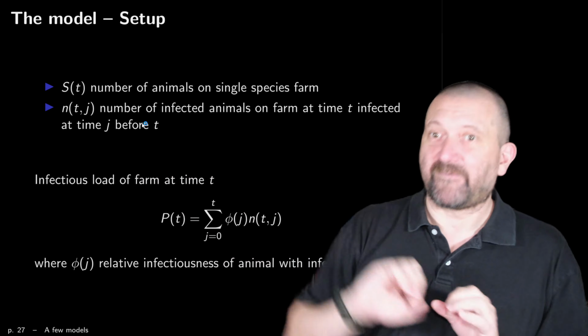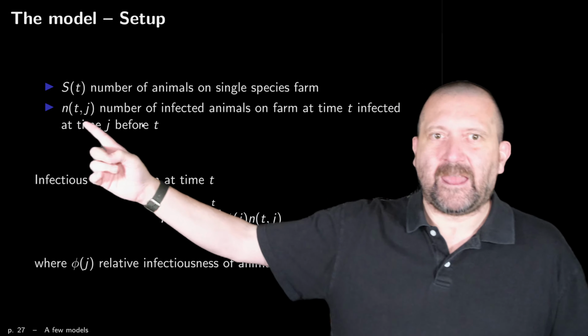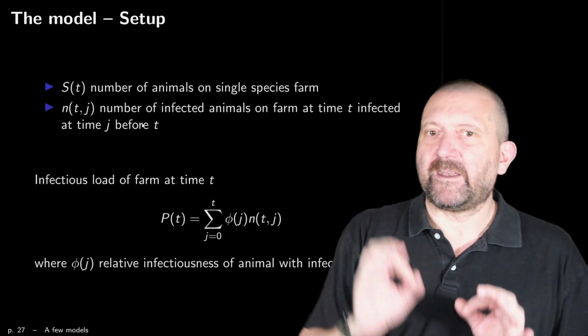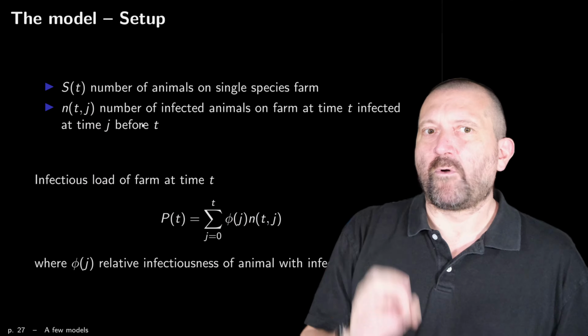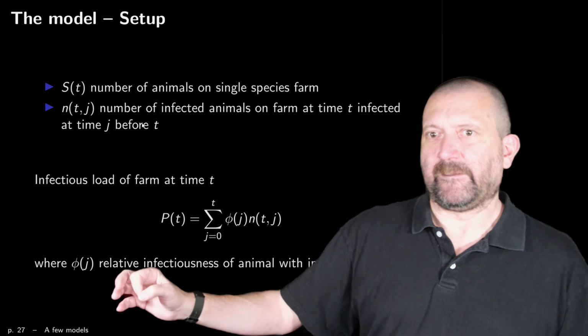So S of t is the number of susceptible animals, and N of t and j is the number of animals on the farm that at time t were infected j time units before t.